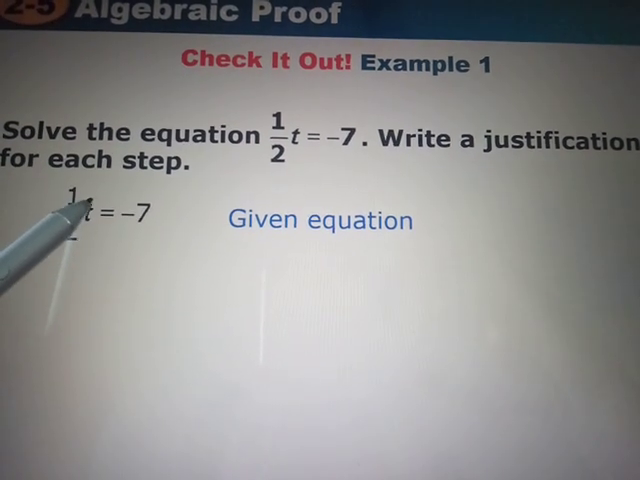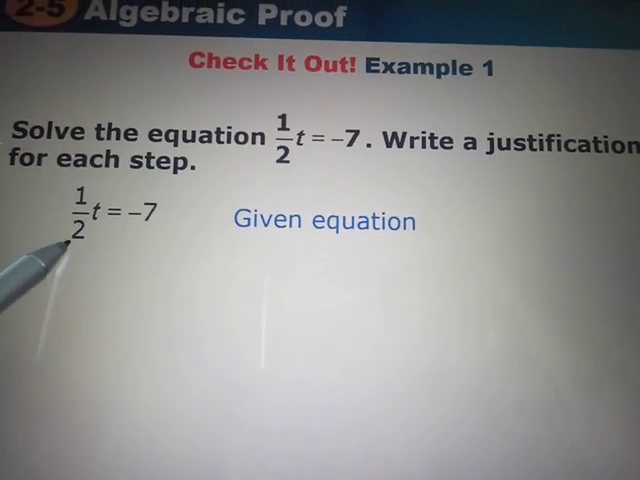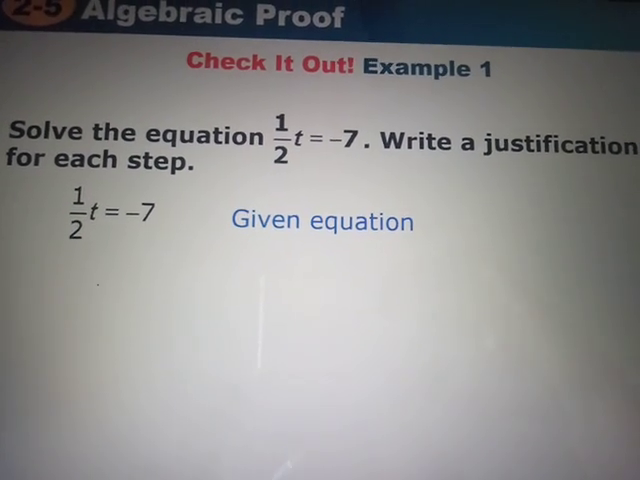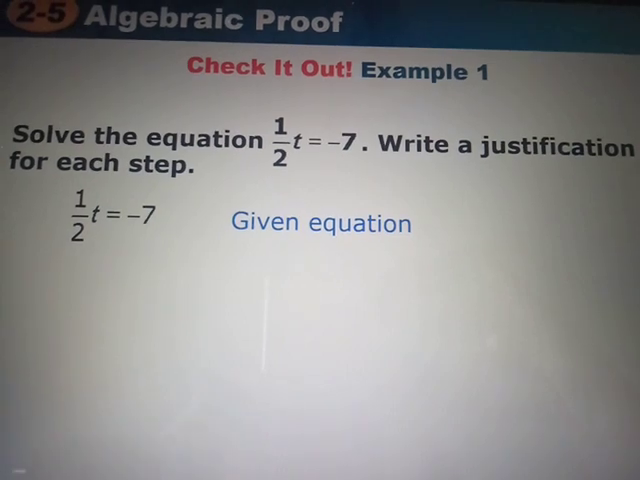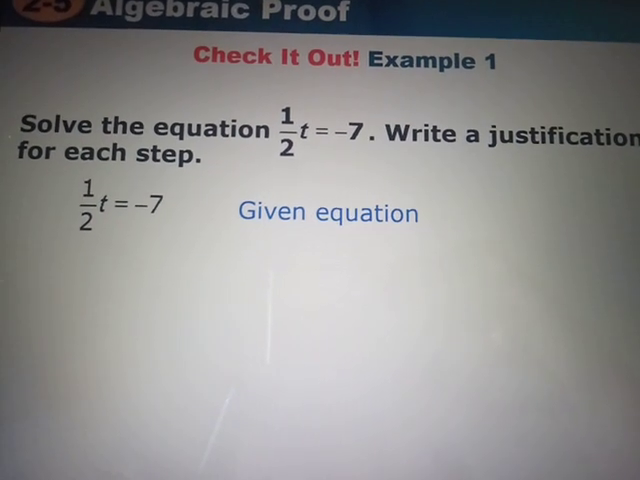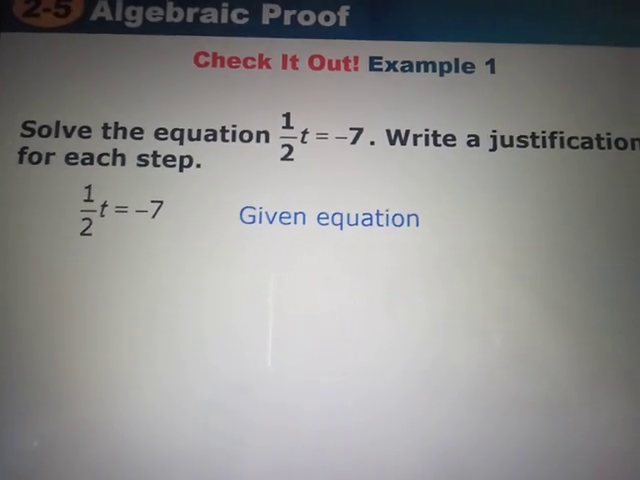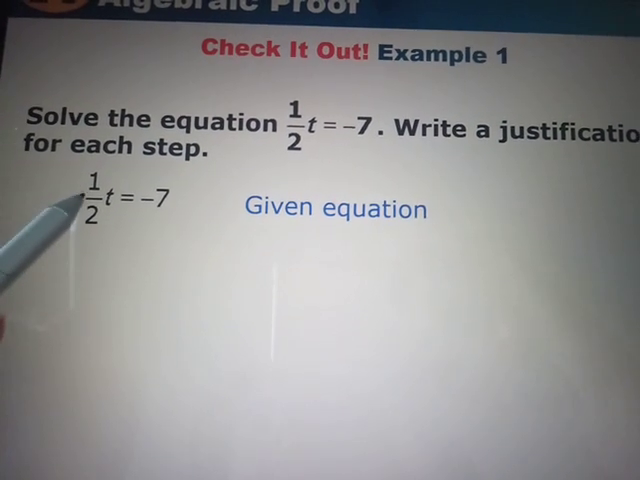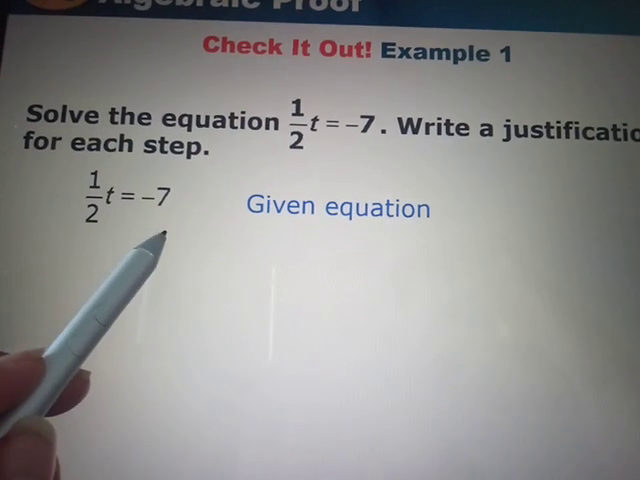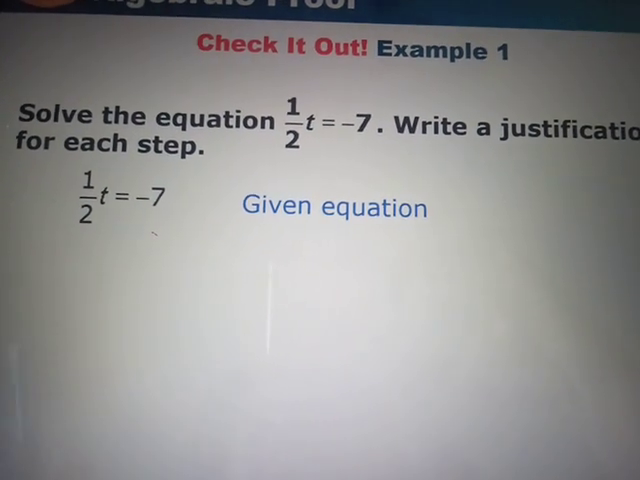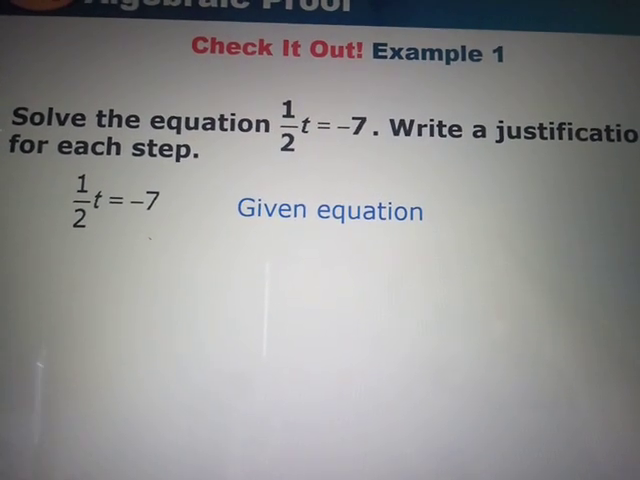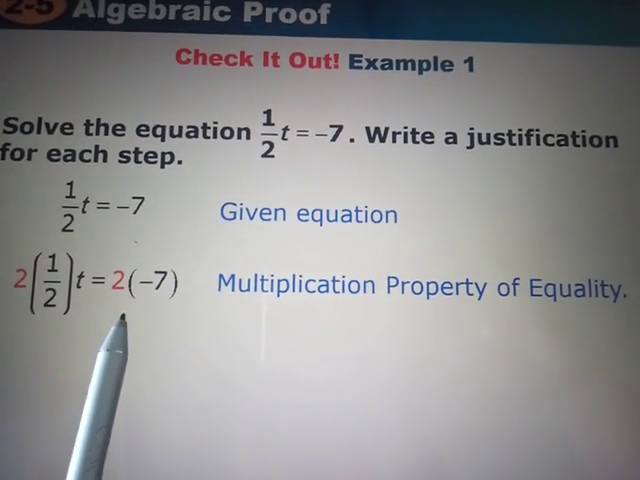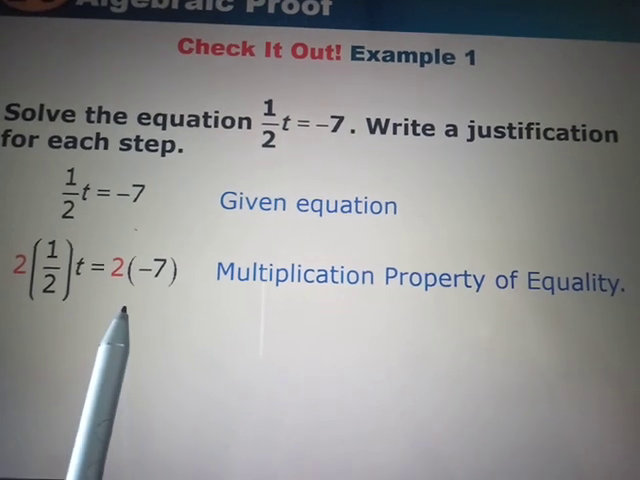The main idea is to get the value of t. How? You must get rid of 1/2. How can we get rid of 1/2? We use the inverse operation, which is multiplication. So I will divide by 1/2, or this means I will multiply by the reciprocal. So I will multiply by 2 on both sides, okay?